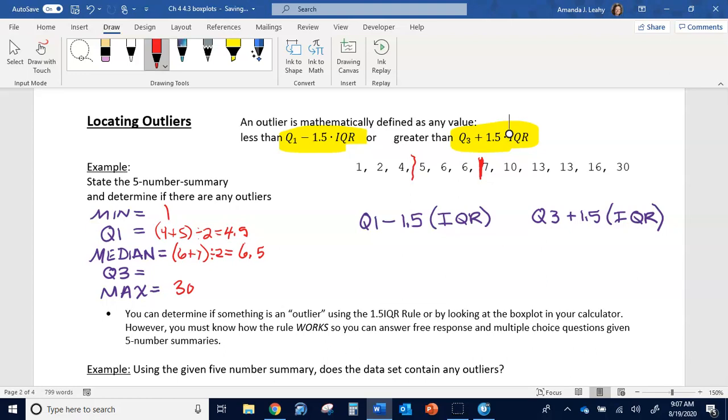Okay, similarly, I've got my upper set of the data, 1, 2, 3, 4, 5, 6. I'm going to cut that in half. Halfway in between 13 and 13 is going to be 13. So there's my 5-number summary.